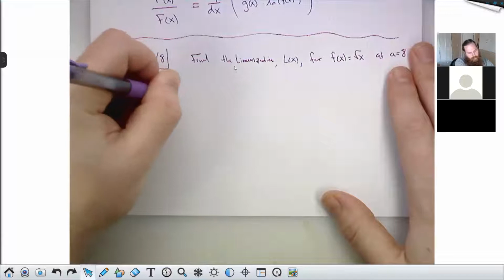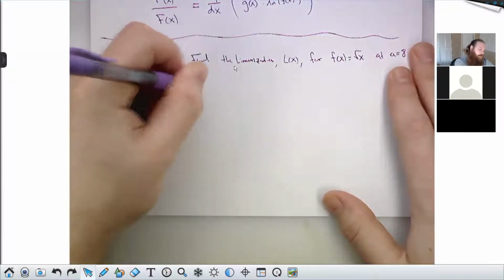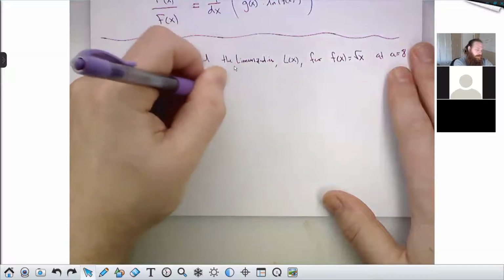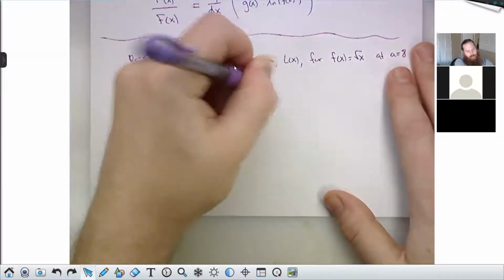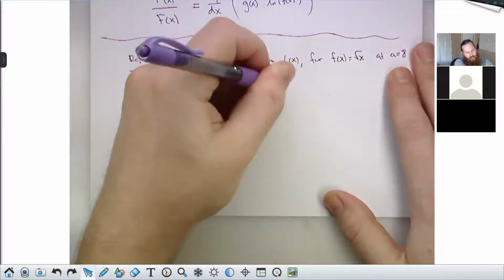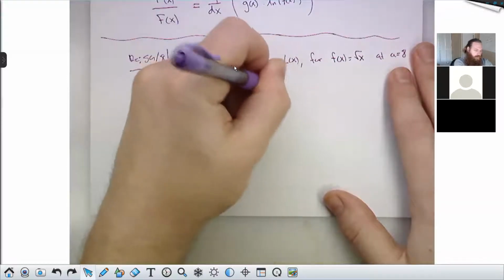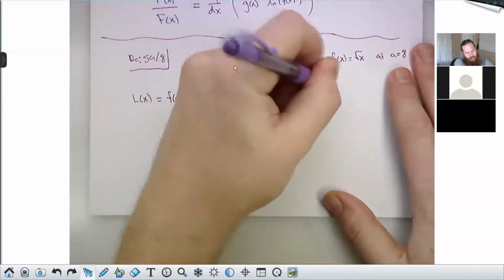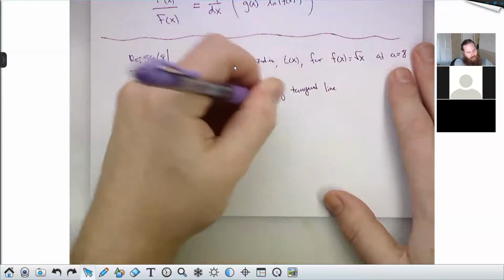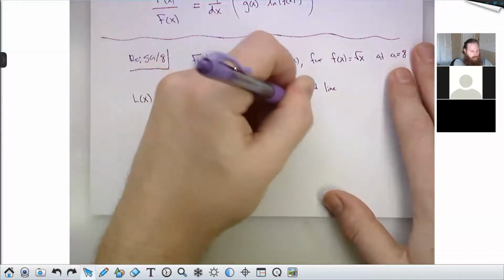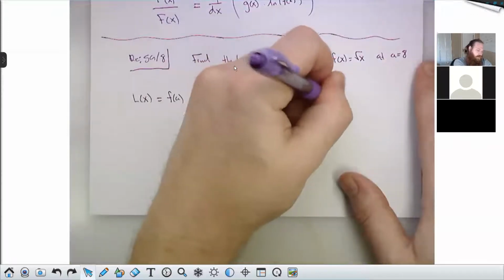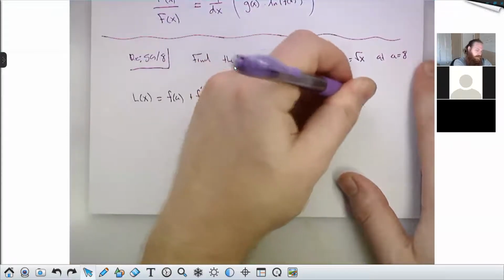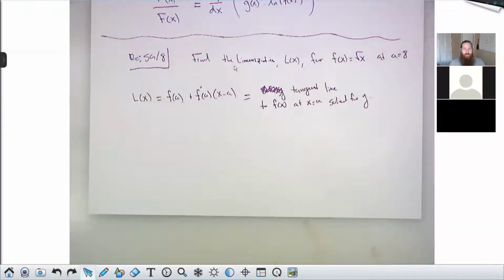This is f of a plus f primed of a times x minus a. It's what you get by solving, I'll just say it like this, the tangent line to f of x at x equals a solved for y. The linearization is literally the tangent line. So when I say find the linearization for this function, it's the same thing as saying find the tangent line.